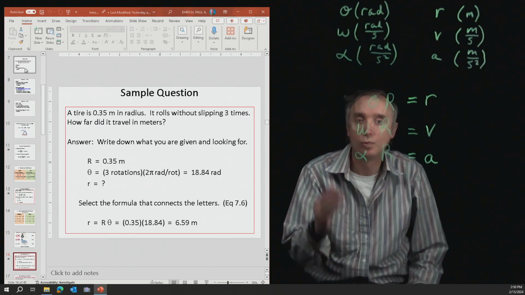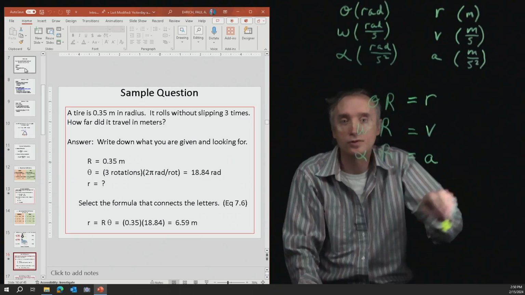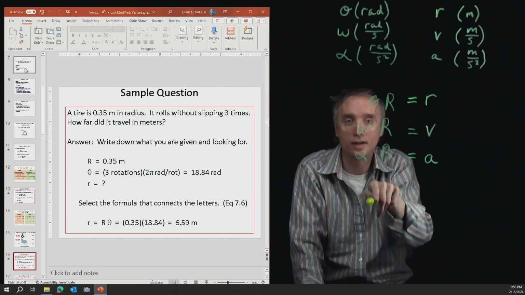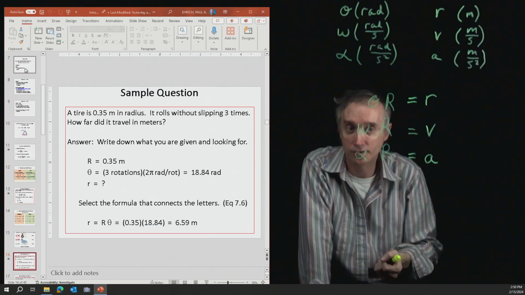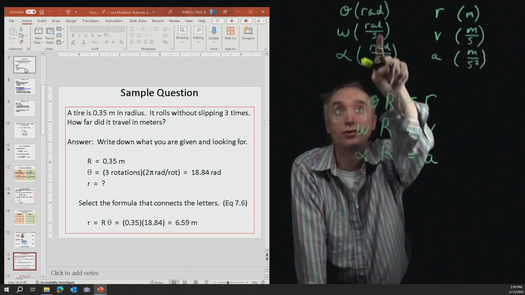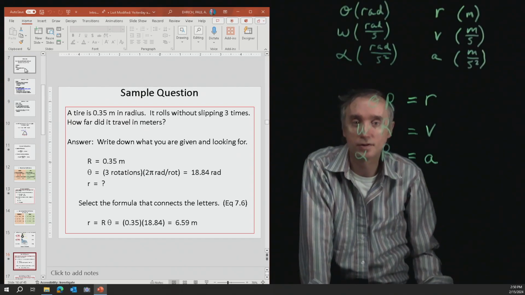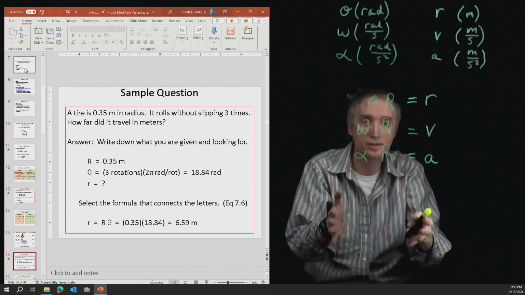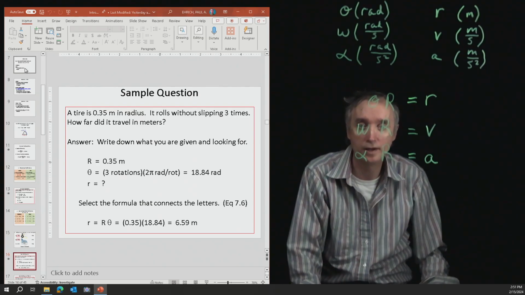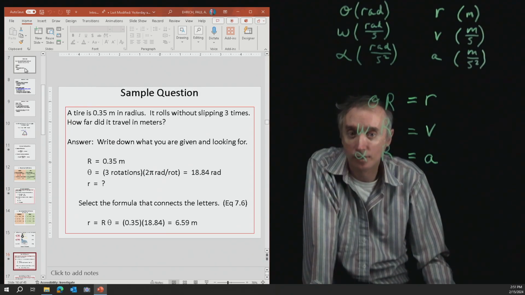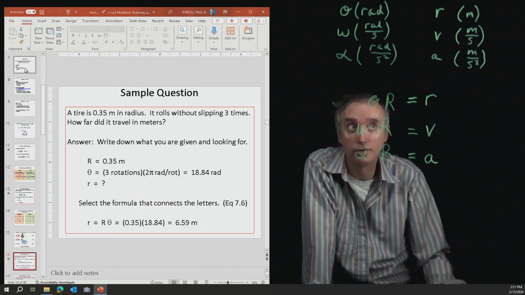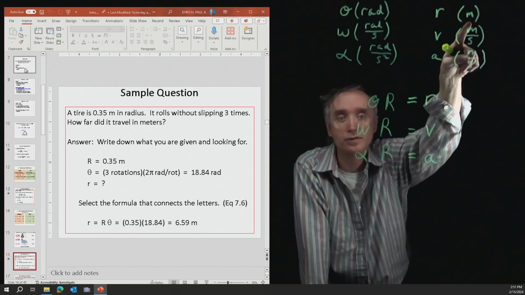Okay, now the next thing is, what was the angle through which the tire rotated? So it said it rolled without slipping 3 times. So that's going to be 3 rotations, but remember, that's the wrong unit. The correct unit for angle is the radian up here. So we're going to do that thing where we have the 2 parentheses and we're going to convert from rotations to radians, and it turns out to be 18.84 radians. Okay, now we want to find the linear distance it traveled. So we're trying to find R in meters.